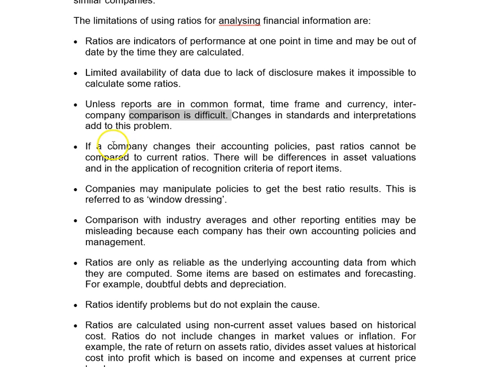Now, if companies change their accounting policies, then you cannot compare past ratios with current ones, because there'll be a difference in the way you treat accounting items like asset valuations. Sometimes companies want to manipulate policies. They will window dress their items or amounts so that they get the best ratio results, and this is misleading. Because when you do this, comparison would be misleading because each company has their own policies, own management.